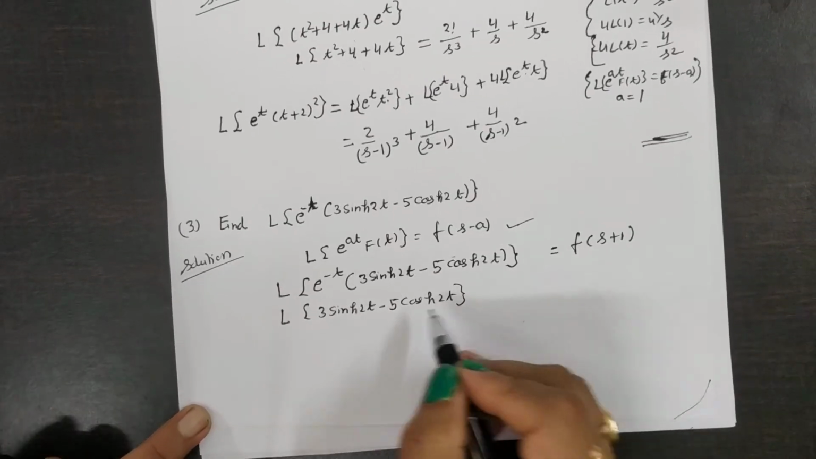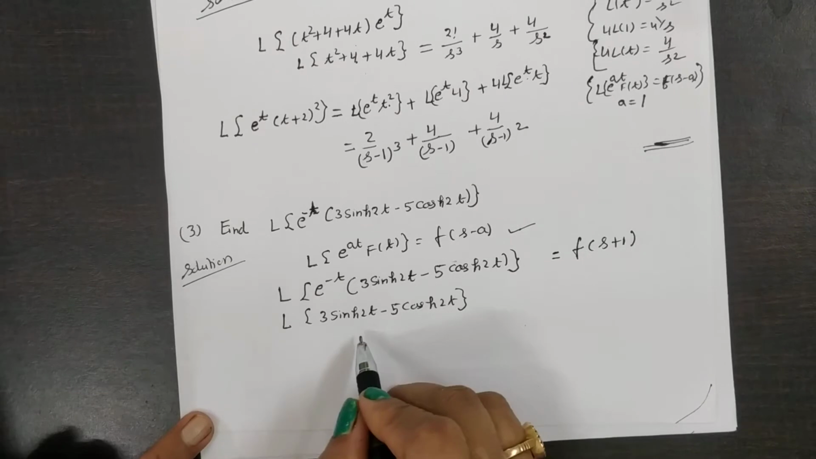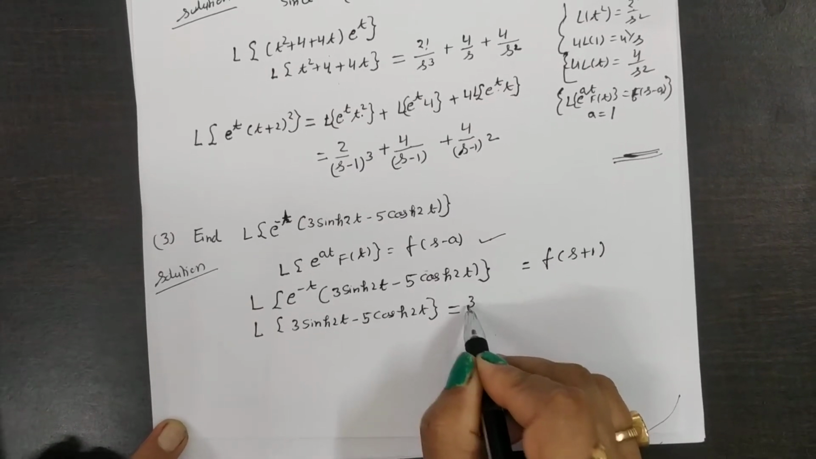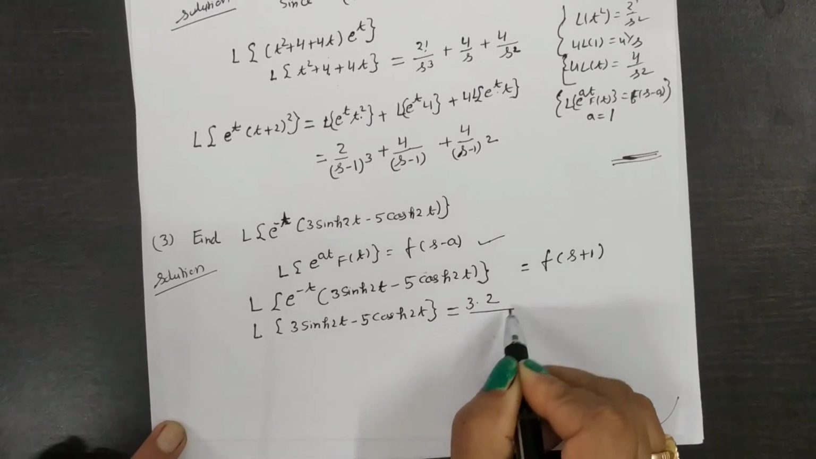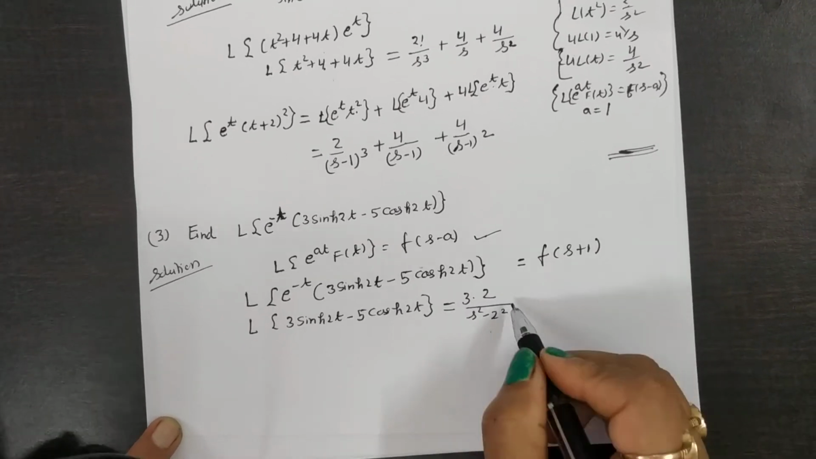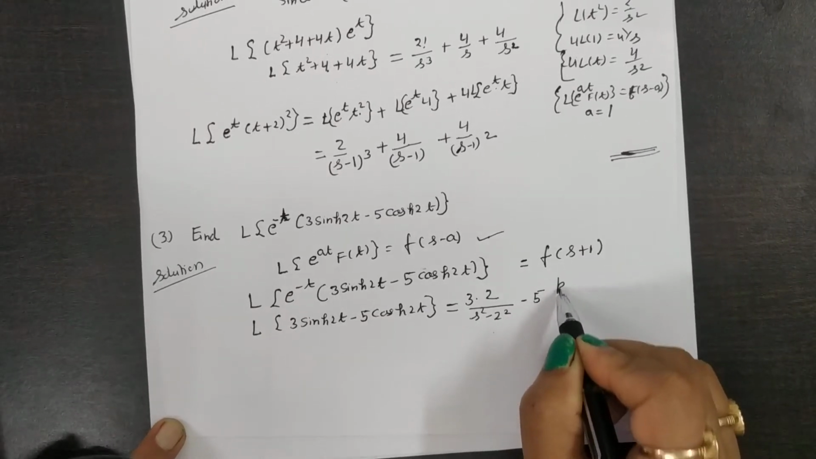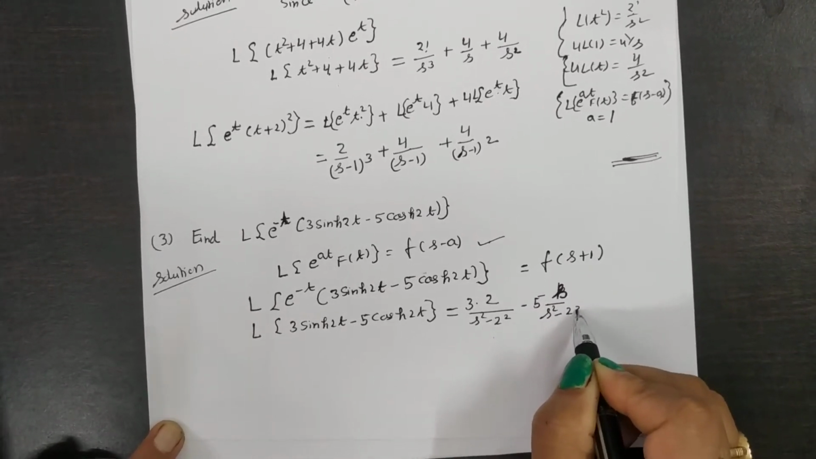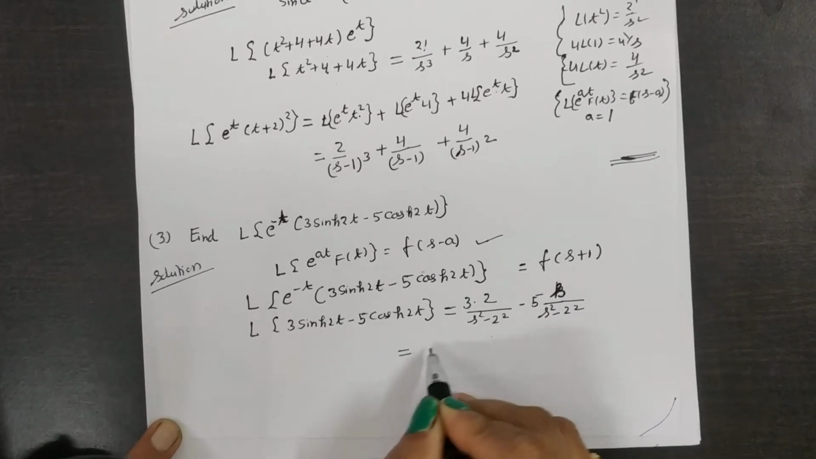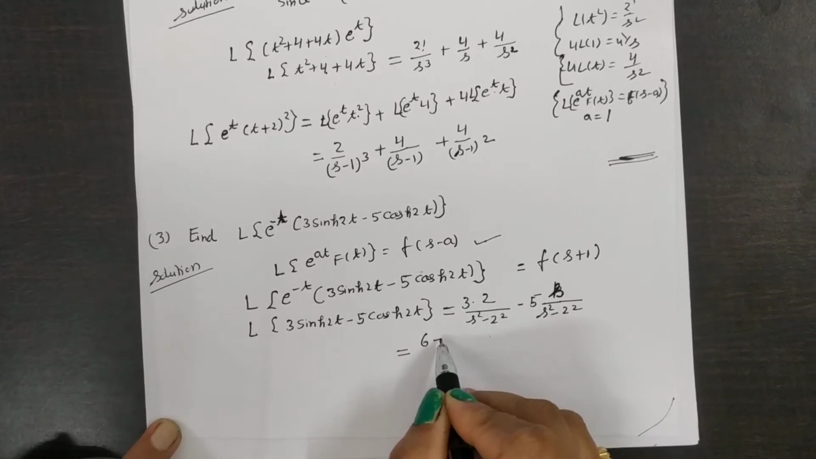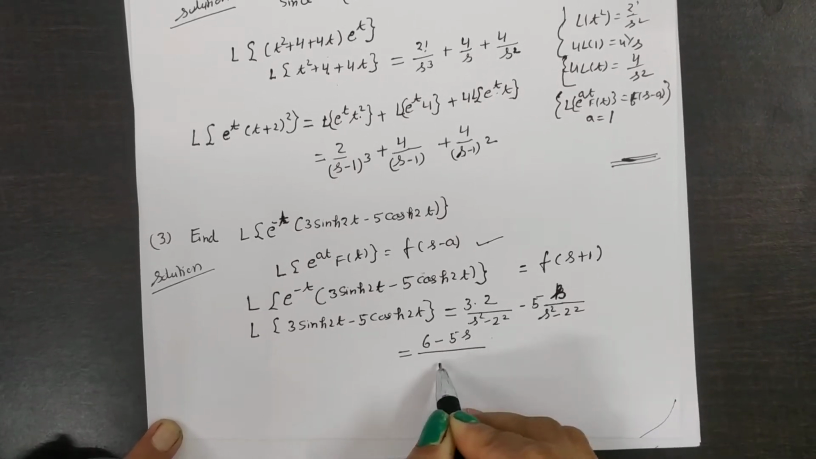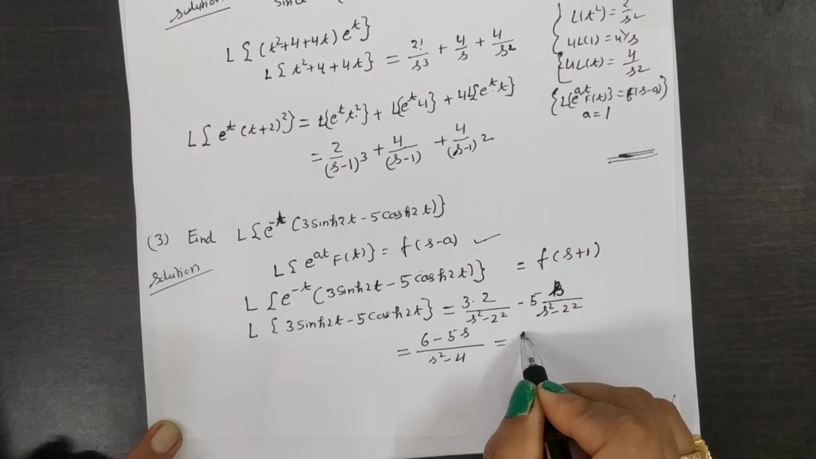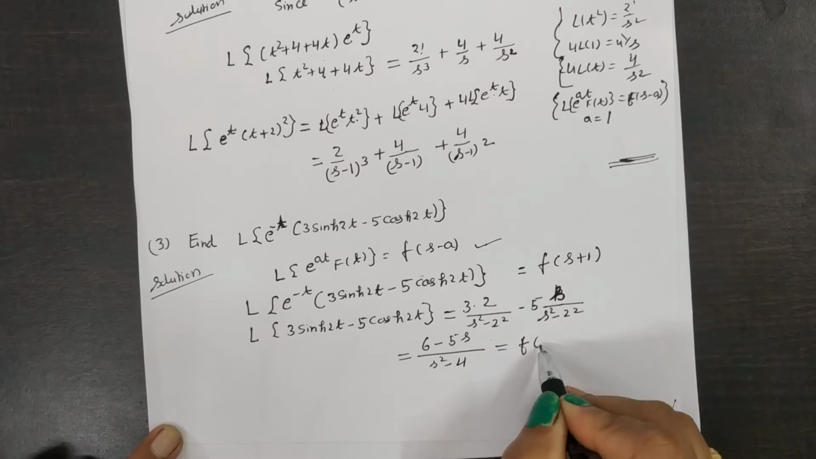According to these results, for sine hyperbolic 2t, in place of a here is 2. So this can be written, by the linearity property, as 3 times 2 by s square minus 2 square, minus 5 times s by s square minus 2 square. Or you can say this is equal to 6 minus 5s, divided by s square minus 4. According to Laplace transformation, this becomes f of s.